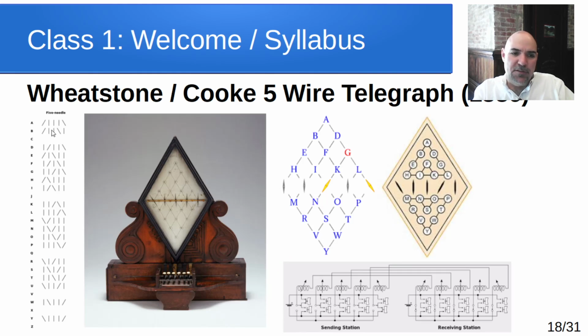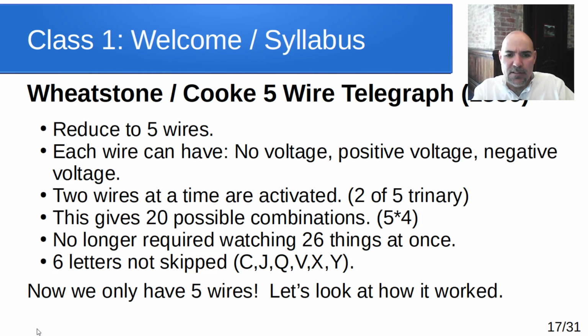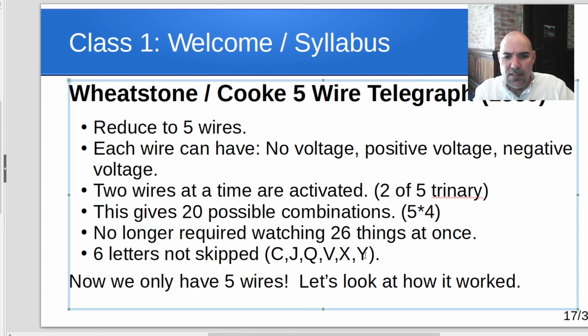All right, so here's a picture of it. In other words, this is the encoding here. So C, J, Q, V, X, and X and Z. I think I might have said Y back here. That should be X and Z.